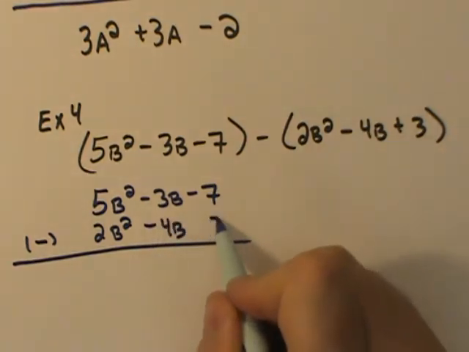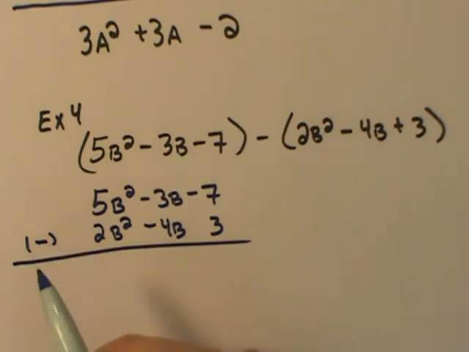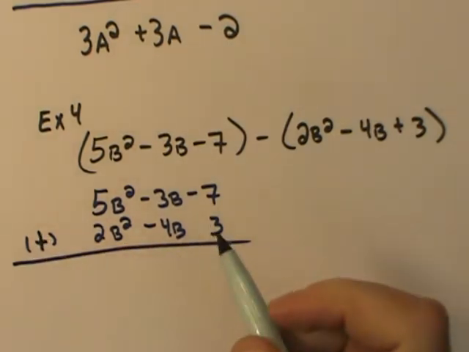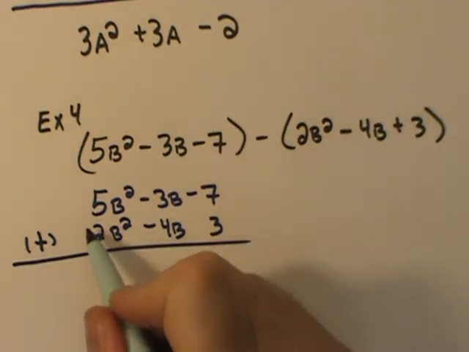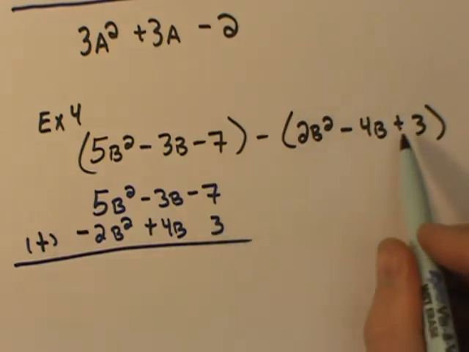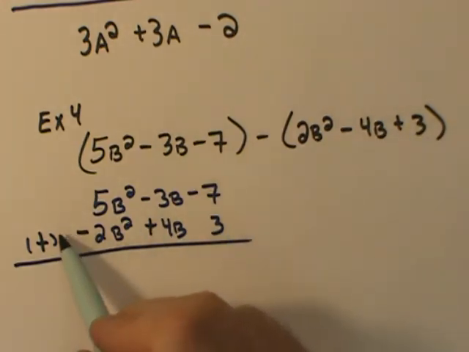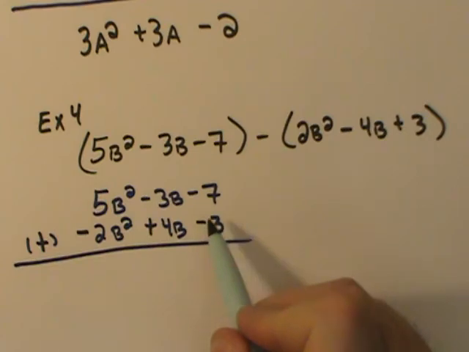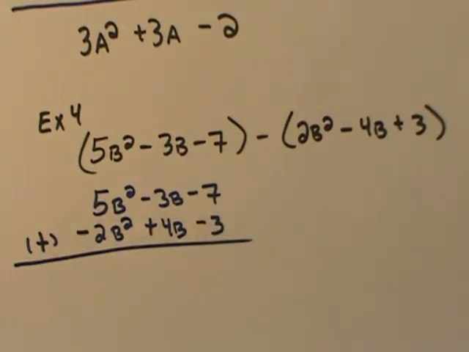plus 3. Now, with this operator being subtraction, I'm going to add opposites. So I'm going to turn this into an addition and then make everything change its sign. So this becomes a negative, a positive. You may have noticed that I didn't put a sign there because originally it was positive, and I knew I was going to change it to a negative, make it a little bit cleaner there.